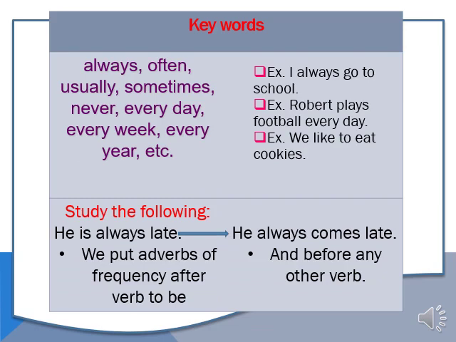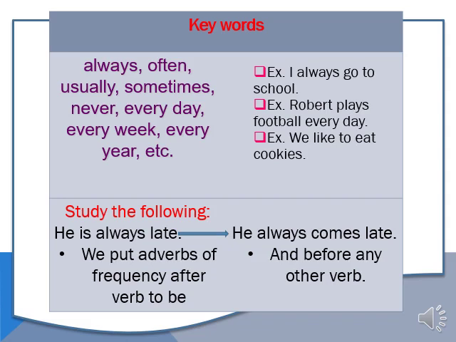Always, often, usually, sometimes, never, every, like every day, every week, every year, every month. So, for example, I always go to school. Robert plays football every day. We like to eat cookies. Study the following. He's always late. He always comes late. Pay attention to the location of always.